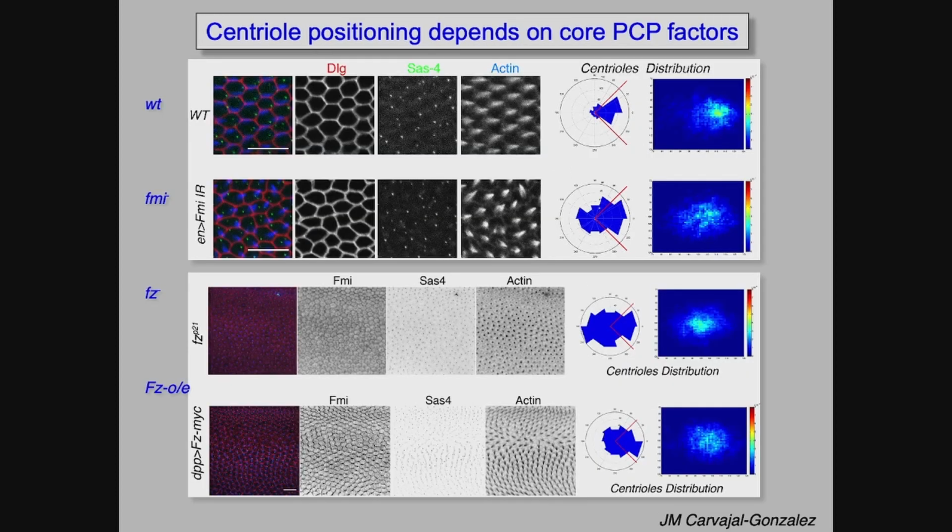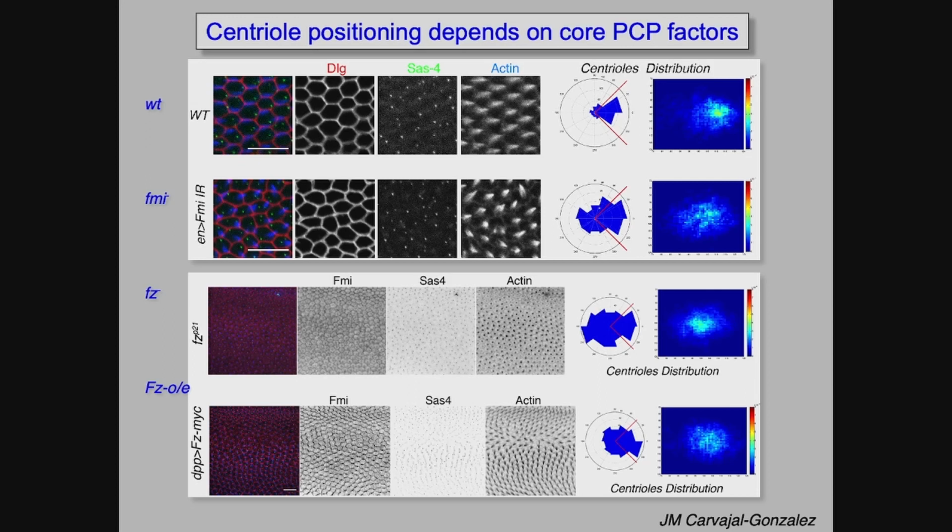And this is just a few examples of what happens when you mess up PCP. So here is again the wild type control, with a marker for the junctions, DLG. These are SAS4 and actin, and again, it's highly enriched in the distal quadrant at the base of the hair. If this is now a flamingo mutant, it goes back to the center. The hairs also don't get properly polarized, so the cells still make hairs. Sometimes they make two hairs, sometimes a broad hair without much focus.